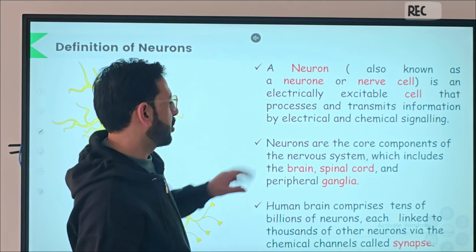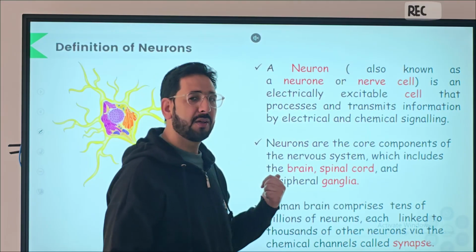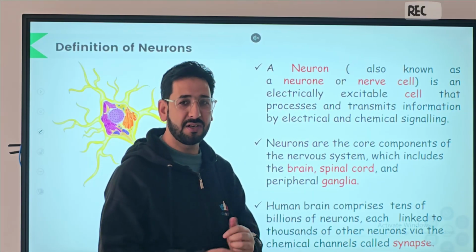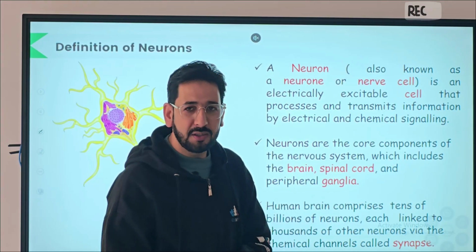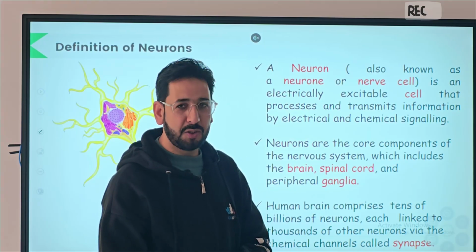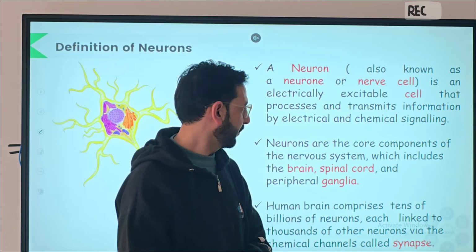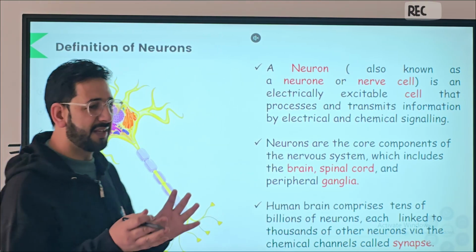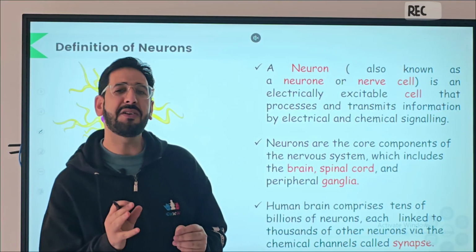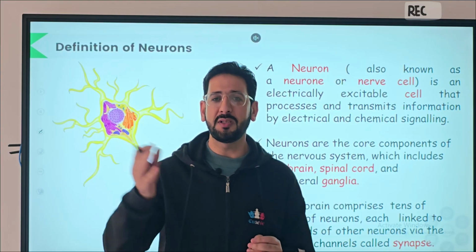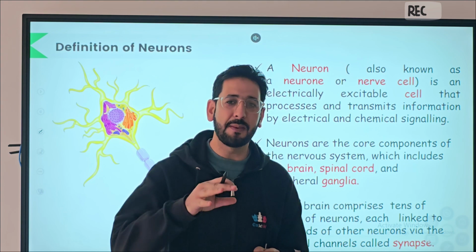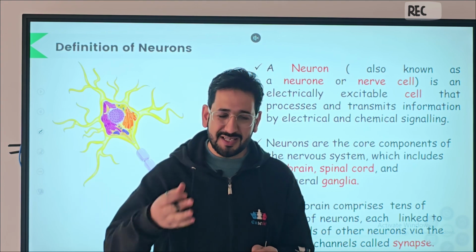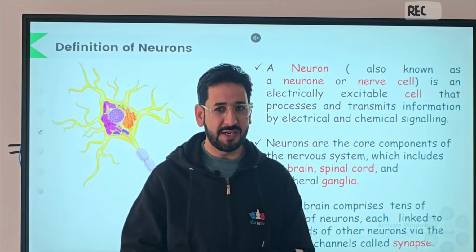Now, as I've already told you, these neurons are the core components of the nervous system. And when we talk about the central nervous system, in the brain only, there are about 86 billion neurons that are making our brain. When these neurons transmit information from one neuron to another neuron, the junctions where they do that are called synapses.